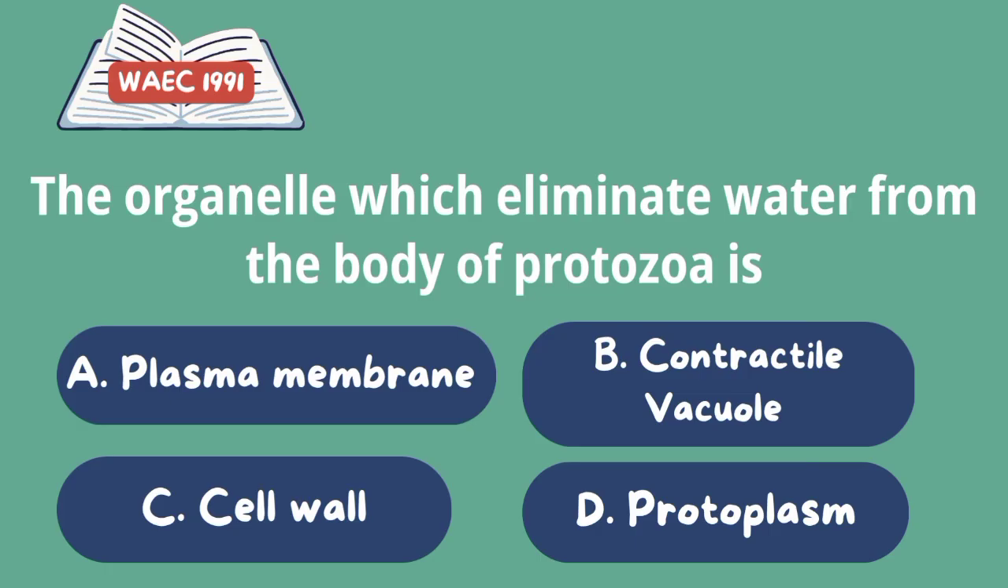Now, a question from WAEC 1991. The organelle which eliminates water from the body of protozoa is A. Plasma membrane, B. Contractile vacuole, C. Cell wall, and D. Protoplasm.